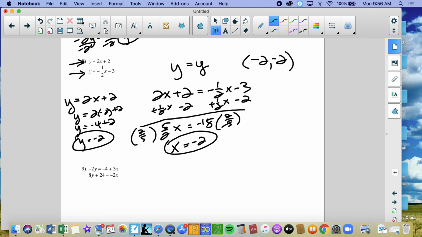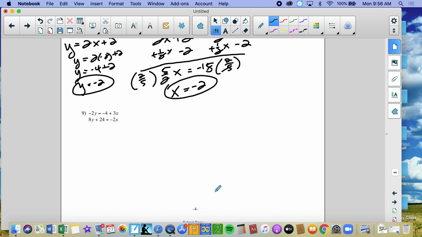So that point of intersection: this is a line, some form of line, and this is going to be another line. And where do they intersect? Right here. And that's what we're looking for. Systems are looking for the intersecting point between these two linear equations, these two lines. That intersection is -2, -2.